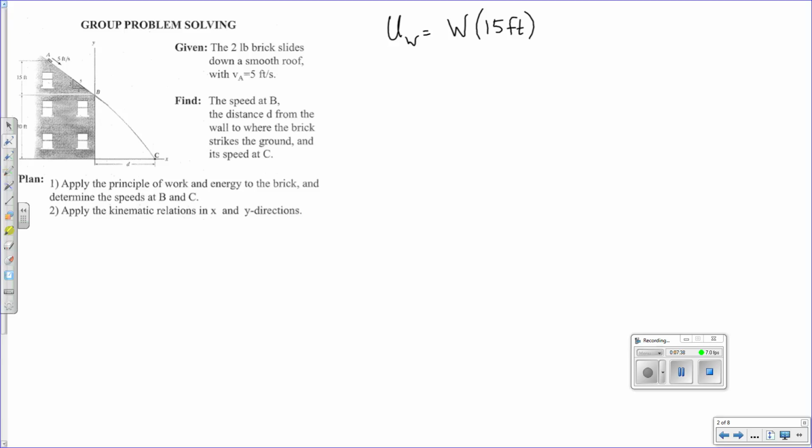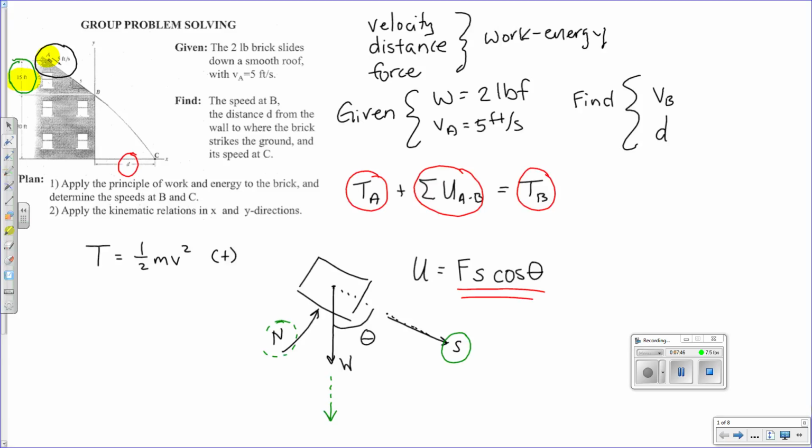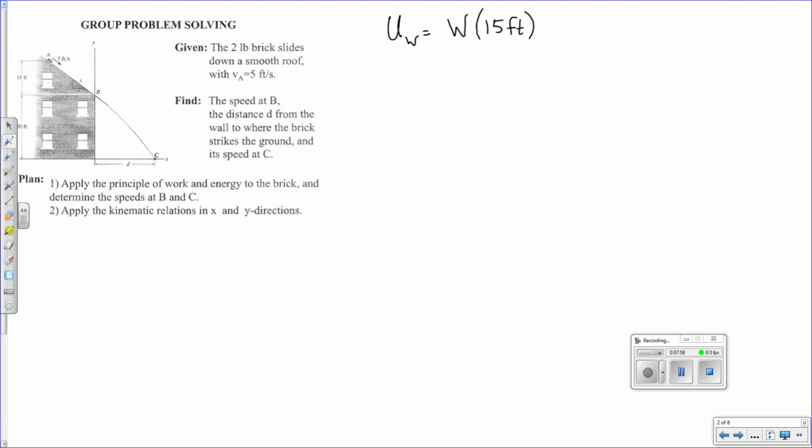Now this is a positive amount of work that's done by the weight because the weight is pointing downwards, as is the component of the displacement from position A to position B. It's moving down and to the right, but it's moving down 15 feet. The weight force is also pointing down. So this must be a positive amount of work that's done by the weight force. Therefore, this is 2-pound force times 15 feet. This is equal to 30-pound force feet. That's the amount of work that's done by the weight force.